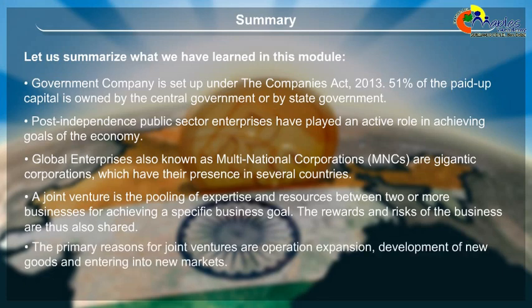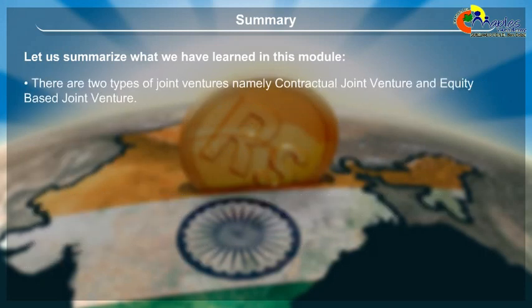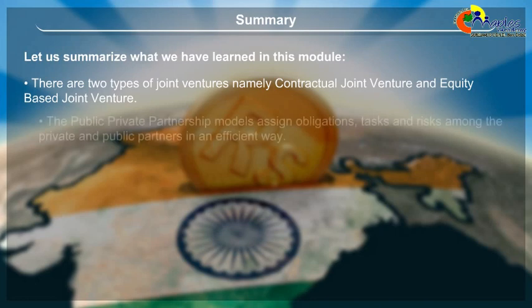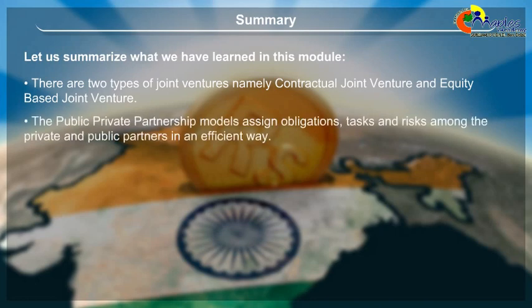The primary reasons for joint ventures are operation expansion, development of new goods, and entering into new markets. There are two types of joint ventures, namely contractual joint venture and equity-based joint venture. The public-private partnership models assign obligations, tasks, and risks among the private and public partners in an efficient way.